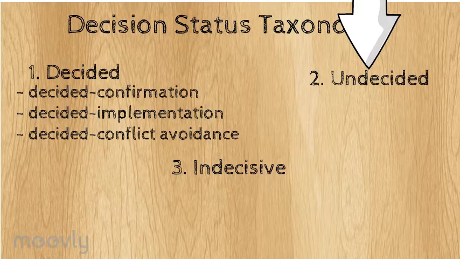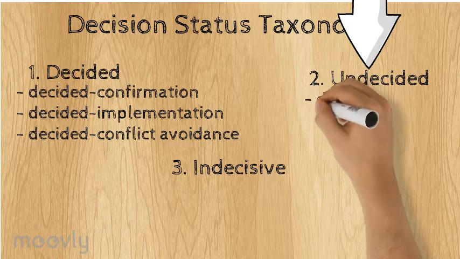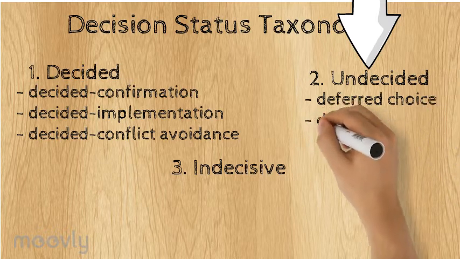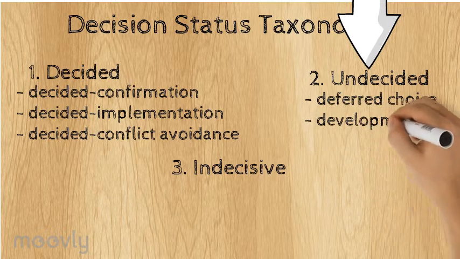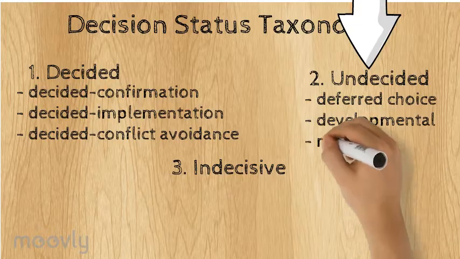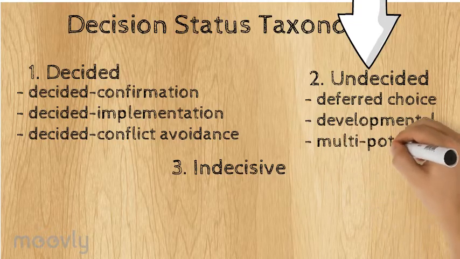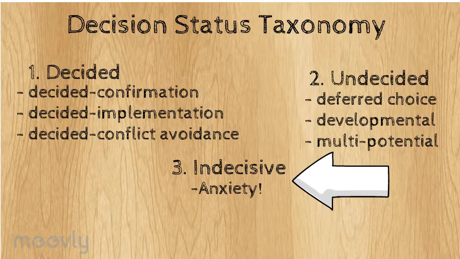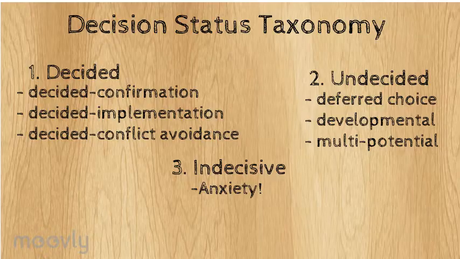The subcategories are deferred choice, where the person experiences no urgent need to make a decision; developmental, where they need to make a choice but are unable to; and multi-potential, where the person has so many options that they cannot make a decision. The final category is indecisive, where people have a dysfunctional level of anxiety about career decisions.